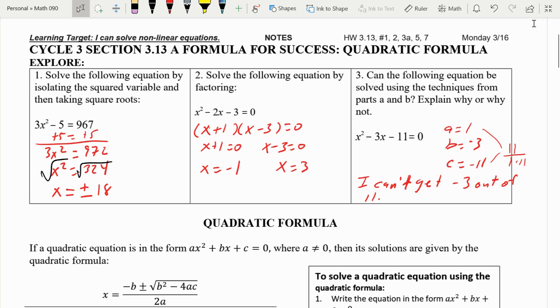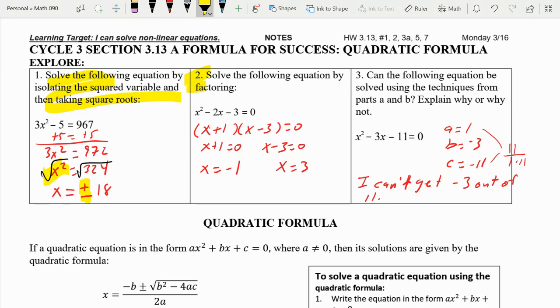Alright, so let's look at some of these problems from section 3.13. With these first ones, you're solving. All you're doing is just like we've done before: add 5 to both sides, get that number, divide both sides by 3, and then we have to take the square root. Just remember when you take the square root, you're going to have two answers.